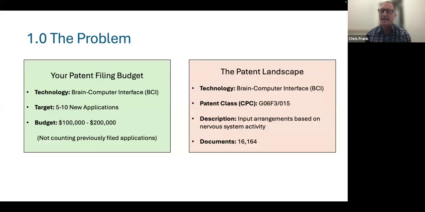You're filing into the existing BCI patent landscape. And just a simple guesstimate of how big of a landscape this is, we can pull up patent class under the CPC code G06F3/015, which is described as input arrangements based on nervous system activity, which is the patent class for BCI technologies. I'm sure there are other classes that are relevant as well, but just that class alone has 16,164 patent documents that you will be filing your 5 to 10 new patent applications into.